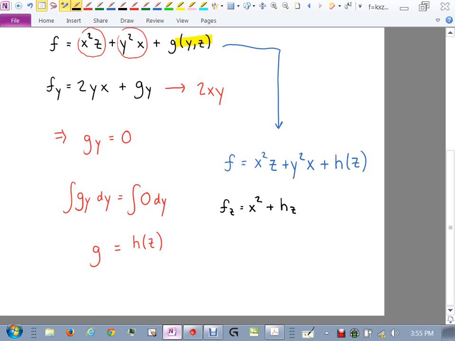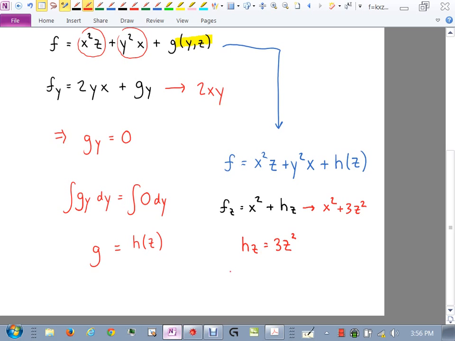But that has to match what? What does that have to match? Up from the top, x squared plus 3z squared. Oh, okay, finally one that doesn't have 0 in it, right? That has to match what we had from up top, which means that the partial of h with respect to z must be 3z squared.